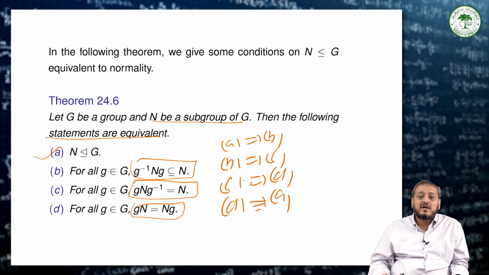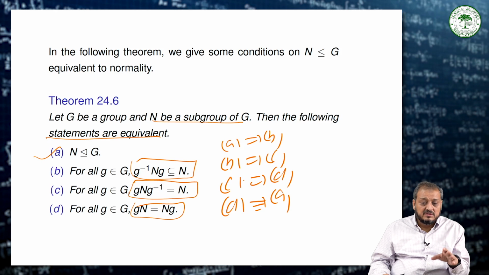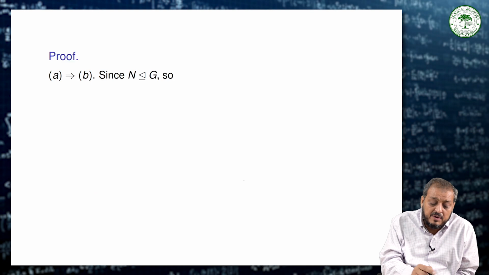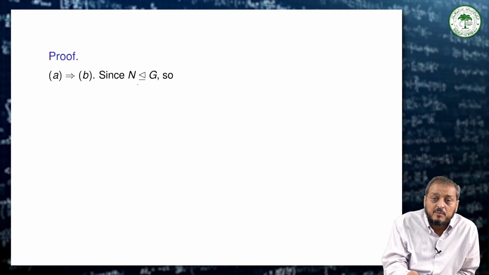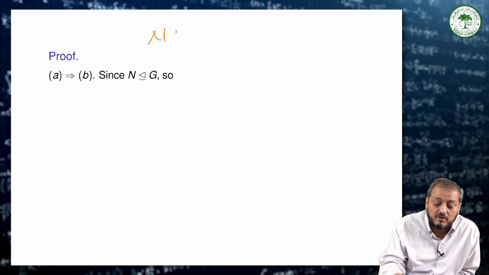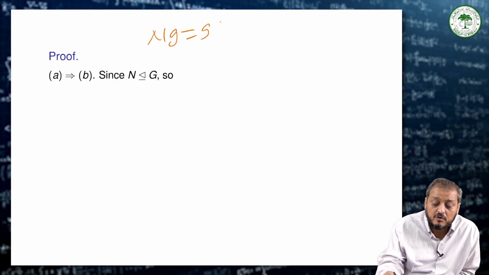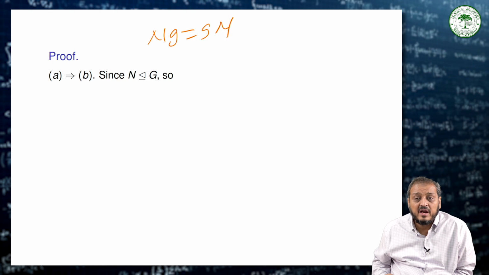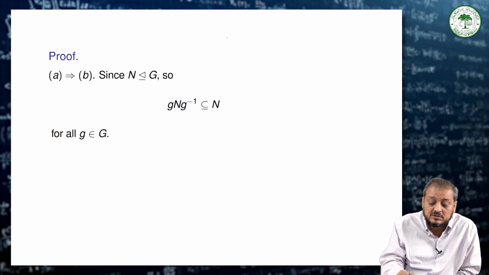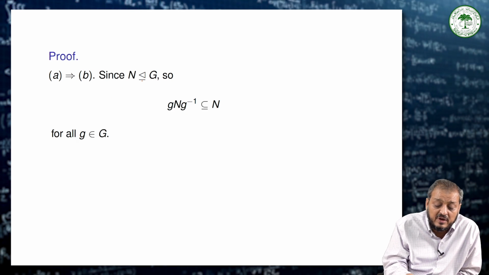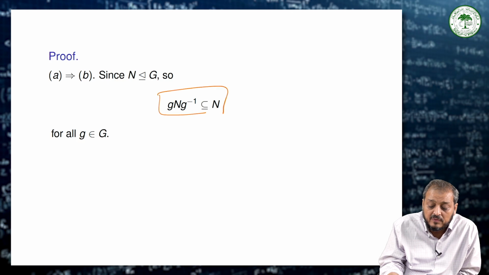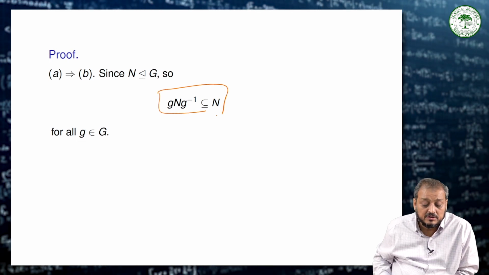Now one by one we try to prove this. First we show that if N is normal, then g inverse n g is contained in N. So A implies B: since N is normal, clearly g N is equal to N g for all g, meaning right cosets and left cosets coincide. So we can say that if N is normal, then g n g inverse is contained in N for all g in G.